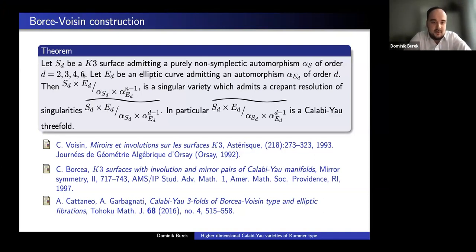Of course, we are limited by the orders of the automorphisms of an elliptic curve. For K3 surfaces, we have a lot of non-symplectic automorphisms. I think the maximum order is 66 or something. So what I tried to do is to make some kind of joint generalization of both the Sing-Hulek construction, allowing arbitrarily many factors, and the Borcea-Voisin construction in the generalization of Cattaneo and Garbagnati.